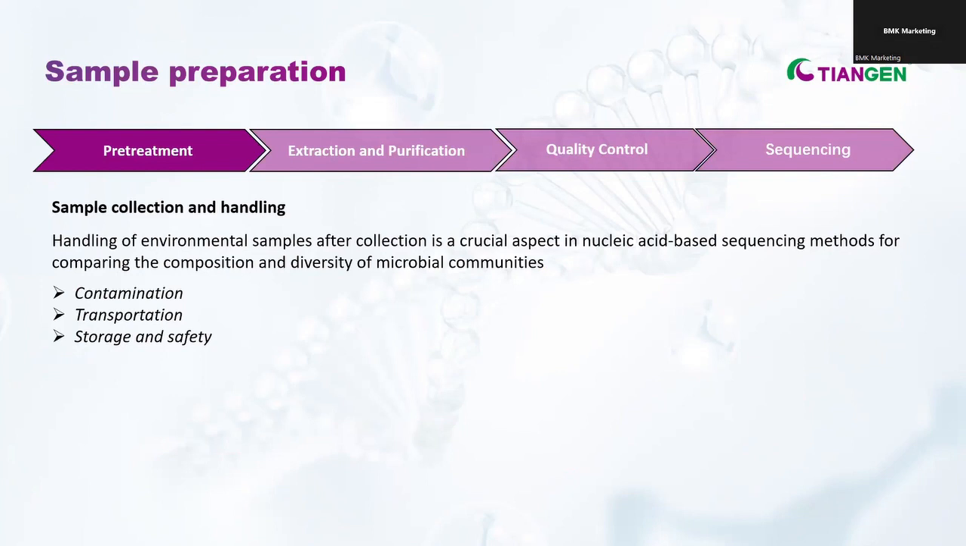In fact, sample collection could be a significant confounding factor that might affect the result and interpretation of a study, including the contamination, transportation, and storage safety. They are all key factors that need to be considered.